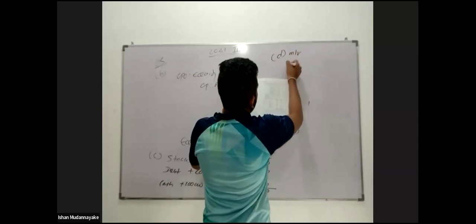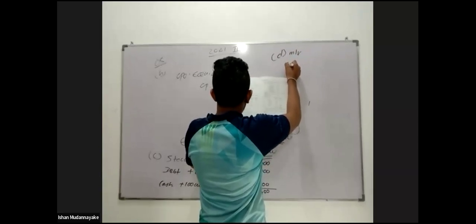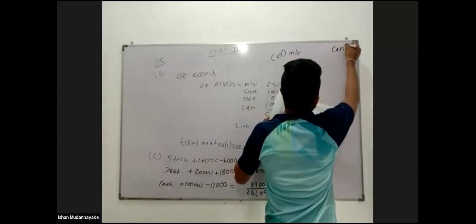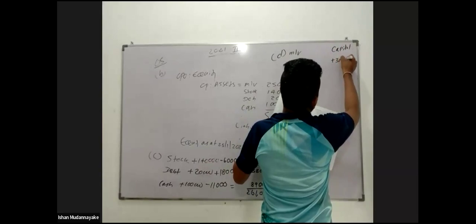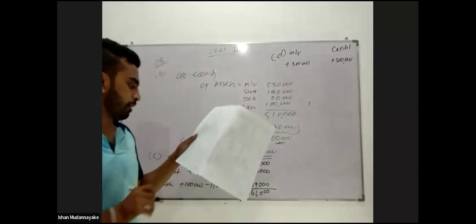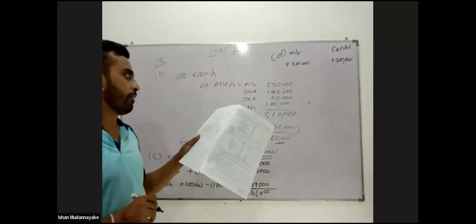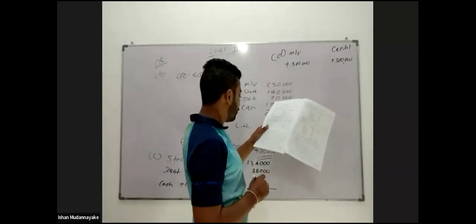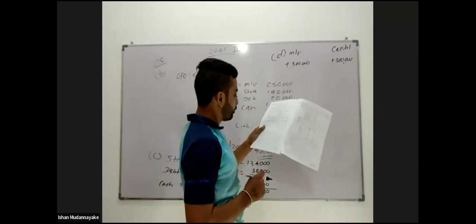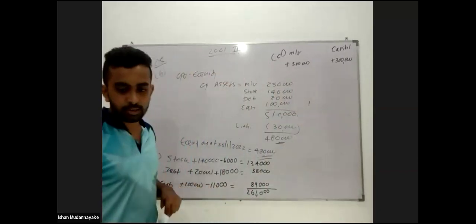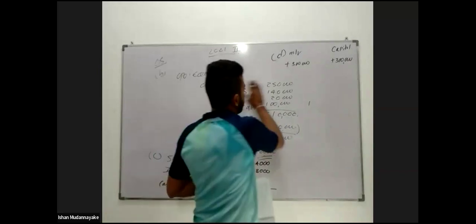Motor vehicle plus 300,000, and then my capital plus 300,000, nothing else. You can write the full accounting equation and then under that you can find out. If not, you only need to indicate how the transaction impacted the accounting equation. Motor vehicle plus 300,000, capital plus 300,000. Nothing else. That's the answer.